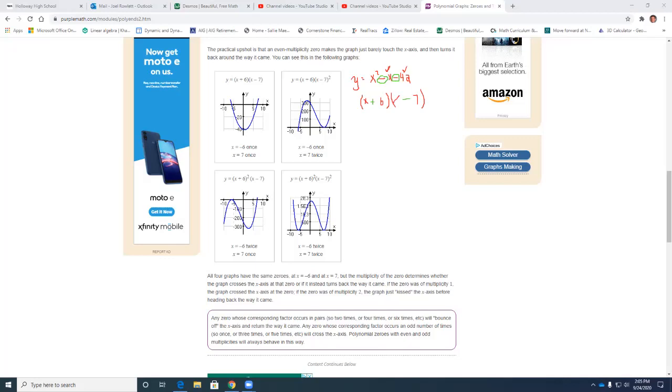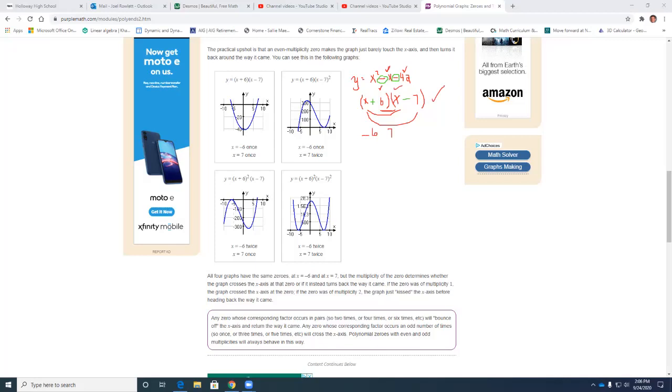So if I FOIL this, the first terms multiplied together will give me x squared. Outside gives me negative 7x plus 6x, which is minus 1x, which is what we have in the problem. And then positive 6 times negative 7 is negative 42. So I know that this is the factored version. And we learned previously that if x plus 6 is a factor, then negative 6 is a zero. Also, if x minus 7 is a factor, then positive 7 has to be a zero.